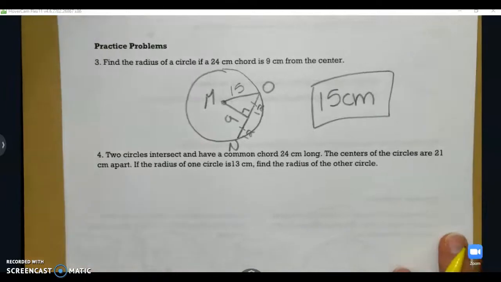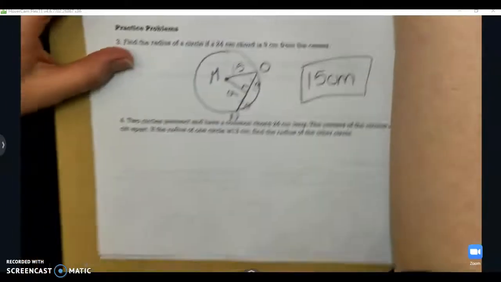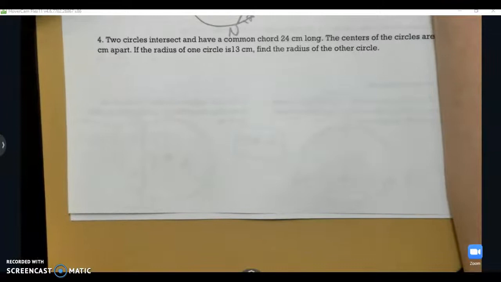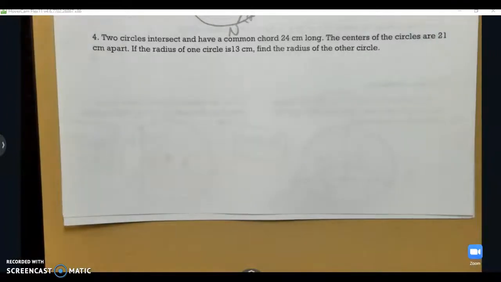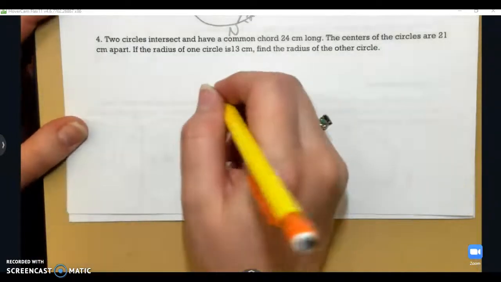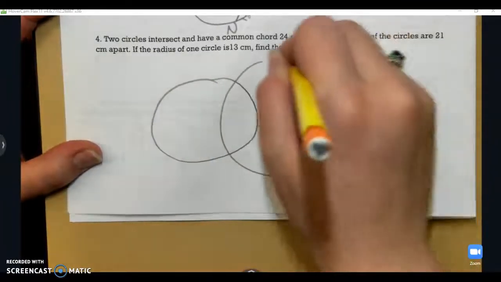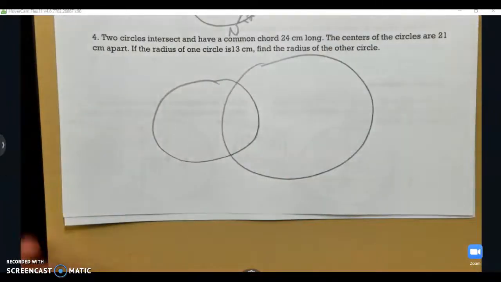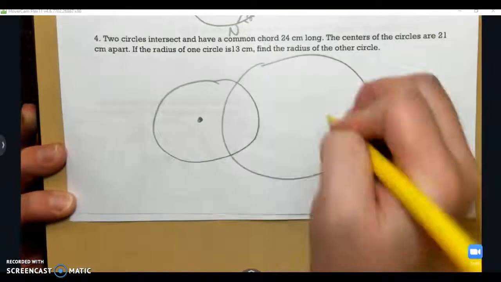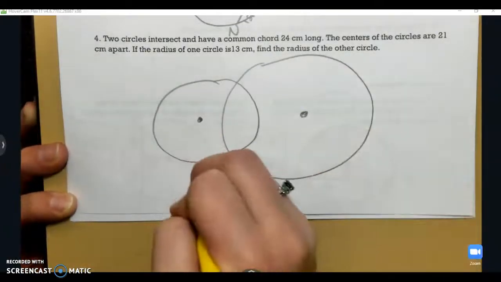All right, and then last but not least, number 4, we've got two circles that intersect and have a common chord that is 24 centimeters long. The centers of the circles are 21 centimeters apart. If the radius of one circle is 13, find the radius of the other. So, intersecting circles. What that's going to look like is kind of like a Venn diagram. Okay? So, here are my intersecting circles, and we know that their centers are 21 centimeters apart.